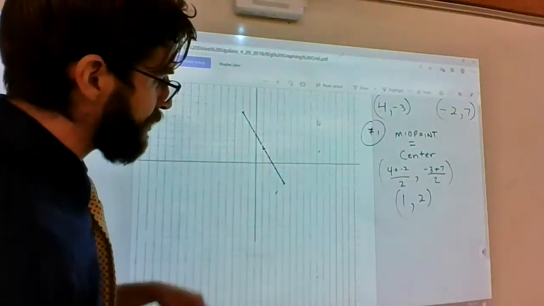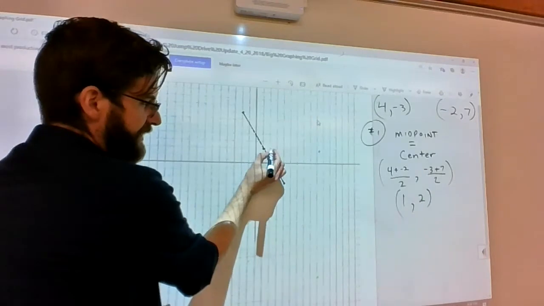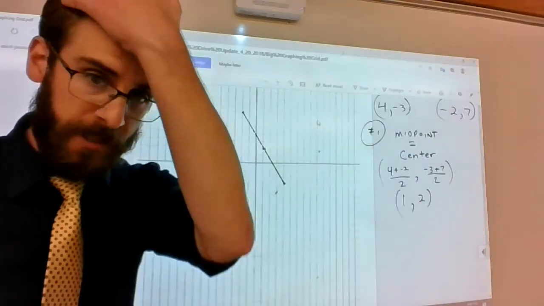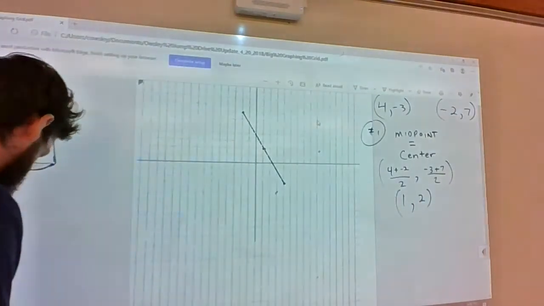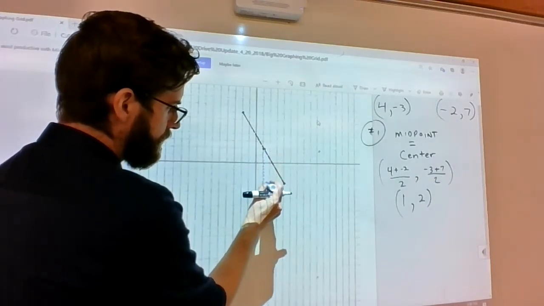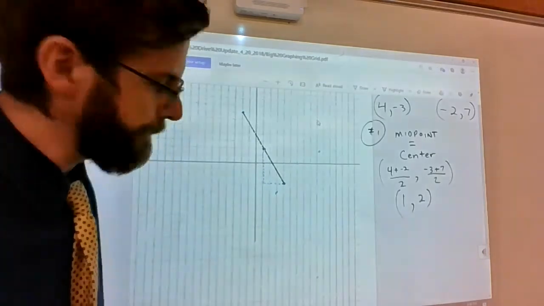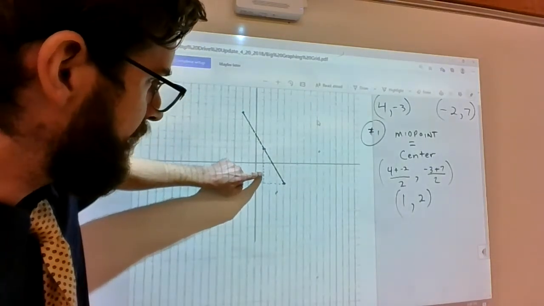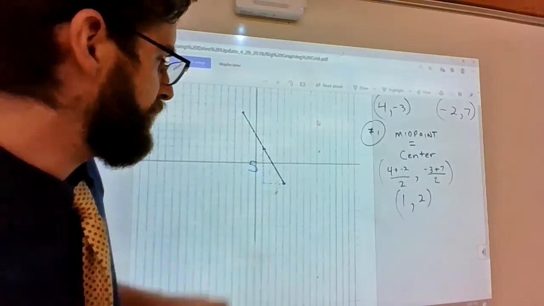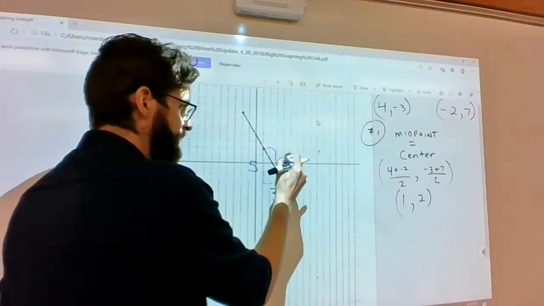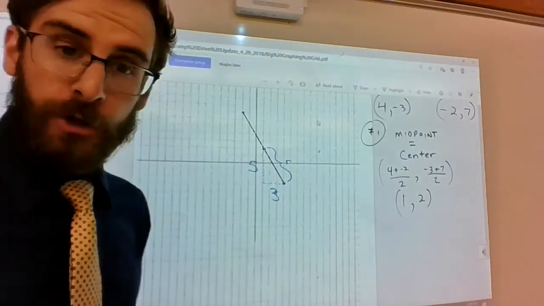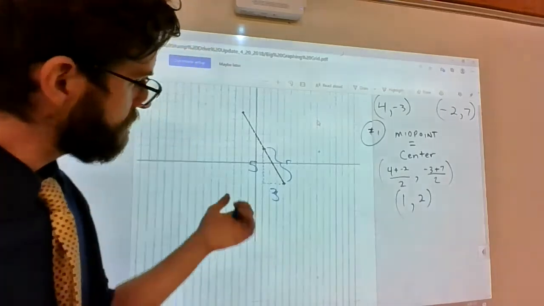Now, how would we find the radius value? Like I said, just find the distance between the center and one of your endpoints. So you could use the distance formula, or you could just say, how about we just drop a right triangle and use the Pythagorean theorem? 1, 2, 3, 4, 5 units. 1, 2, 3 units. And then this right here is going to be our radius value, because half the diameter is the radius. Again, you can use the distance formula, no doubt, but I don't know.